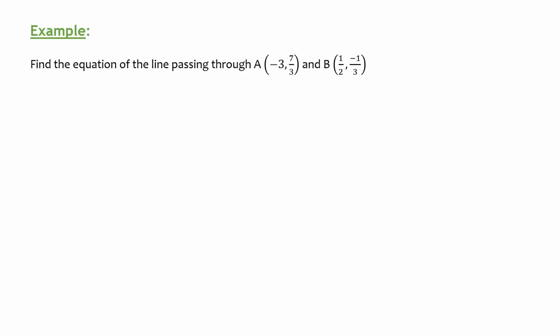We only have one example today. This is it, and of course it's a fraction one. Find the equation of the line passing through A and B, and look at those numbers. First of all, let's do a rough sketch. What would this look like? I don't need to do this sketch, but I'm going to because it'll help me check later.